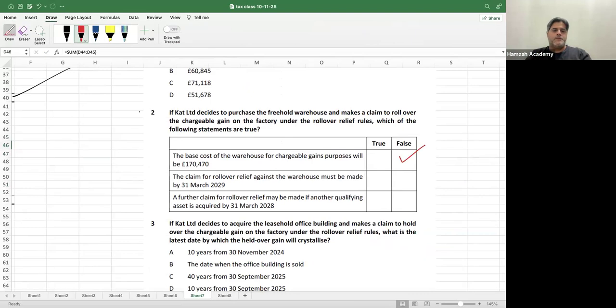Now, the claim for the rollover relief against the warehouse must be made by 31st March.